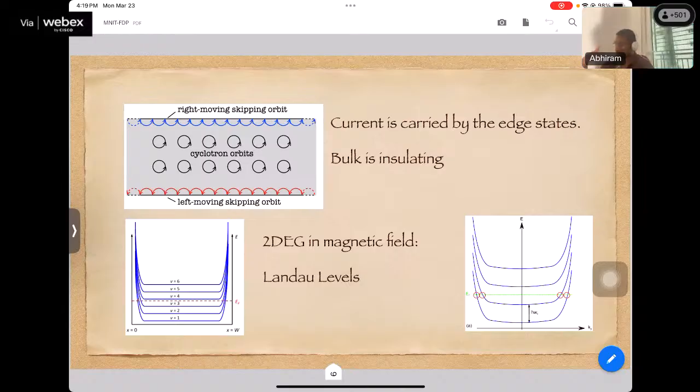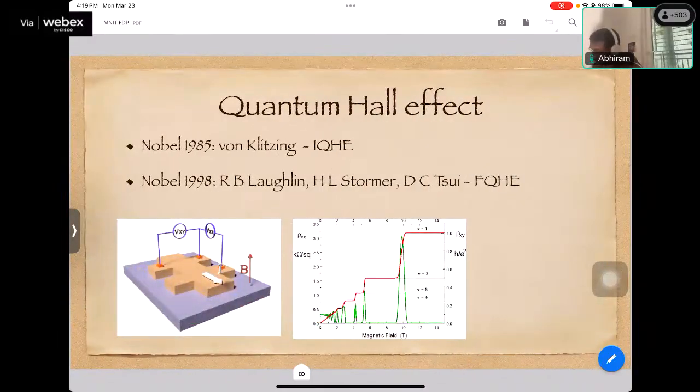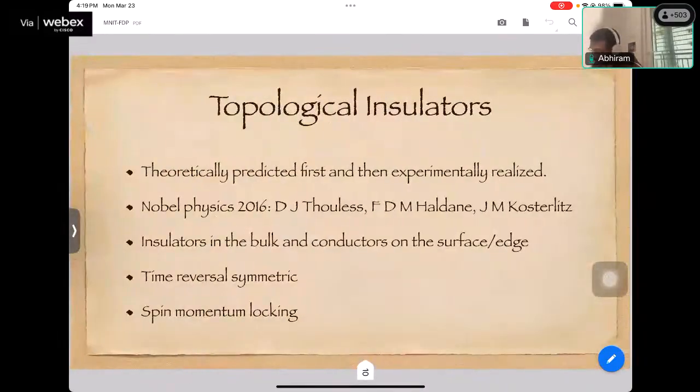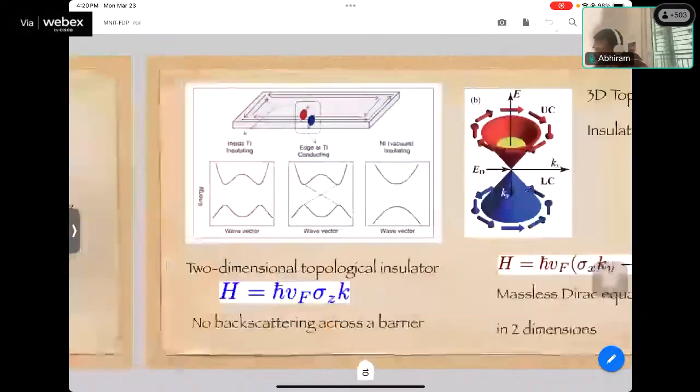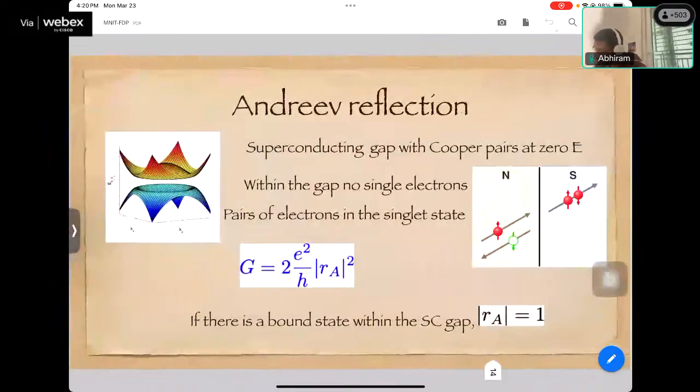Within the bulk gap, it means that there are no electrons sitting in the bulk. But on the edges, there are electrons. So within the bulk gap, there is an edge state. That is what is responsible for quantum Hall, and these are the Landau levels. Okay, so that is what the quantum Hall effect is about. Then I move on to topological insulators.